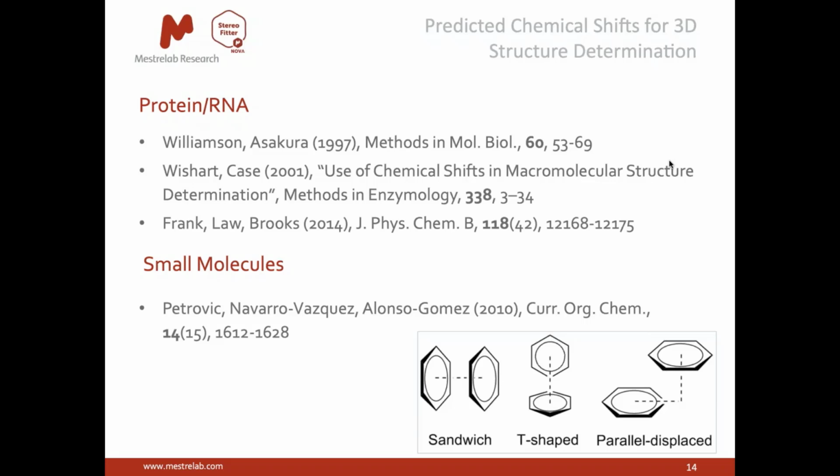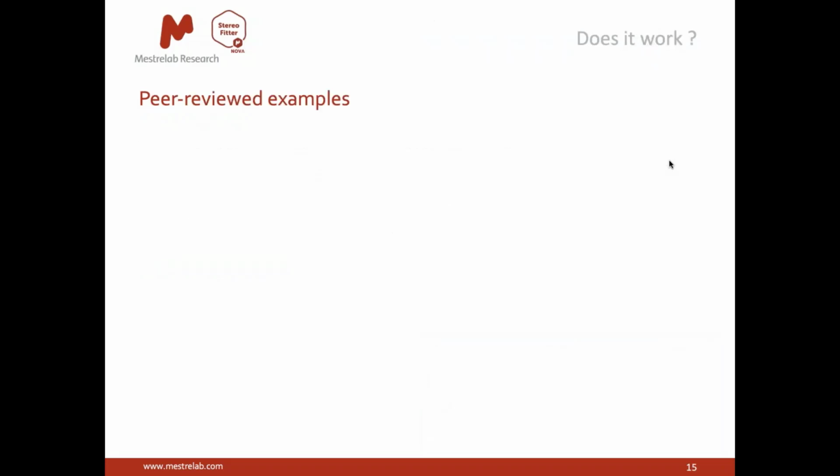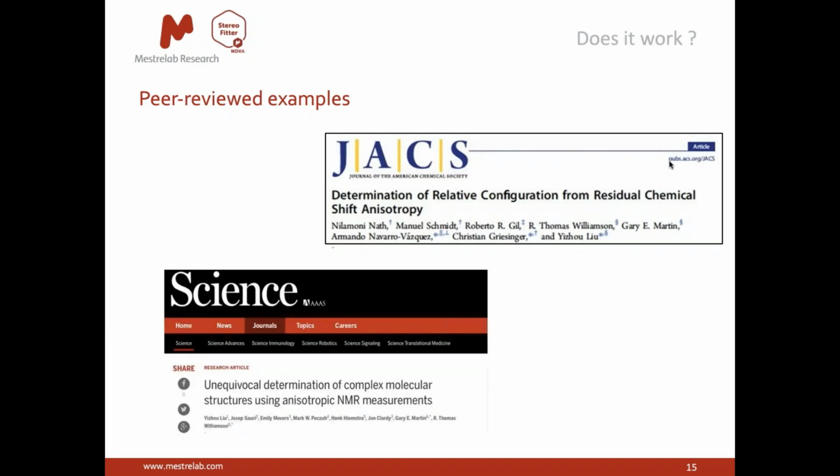David Wishart at Edmonton University in Canada is probably the most well-known in the protein NMR world to contribute in this area, and one of his many papers is listed here. But for small molecules, we had to wait another decade or so, and this paper from Armando is a good representation of where it all started. Well, does it work? It sure does, and here are just 2 examples of peer-reviewed papers in Jackson Science that have beaten a path for the others to follow.